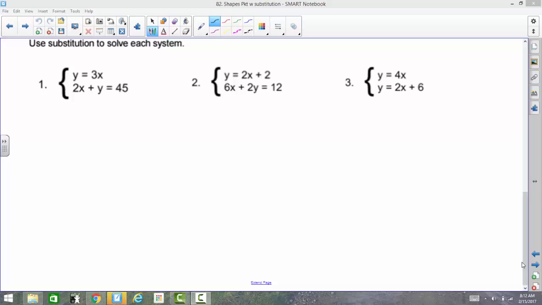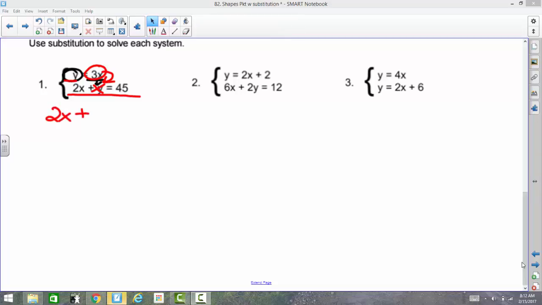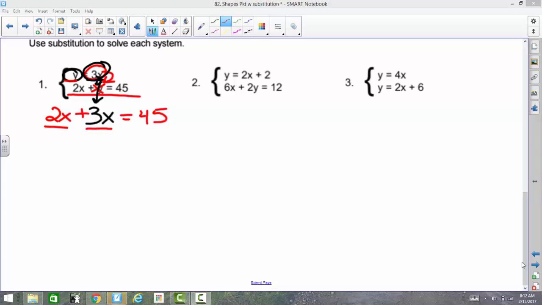In number 1, you have something that is already solved for y. So you're going to plug that in for y so that you can get one equation with one letter so that you can solve. So we're now going to rewrite this equation where this y is not here, but the 3x is in place of it because it is equal to y. So 2x plus, instead of y, this is your substitute, 3x equals 45. So the two letters are on the same side of the equation.